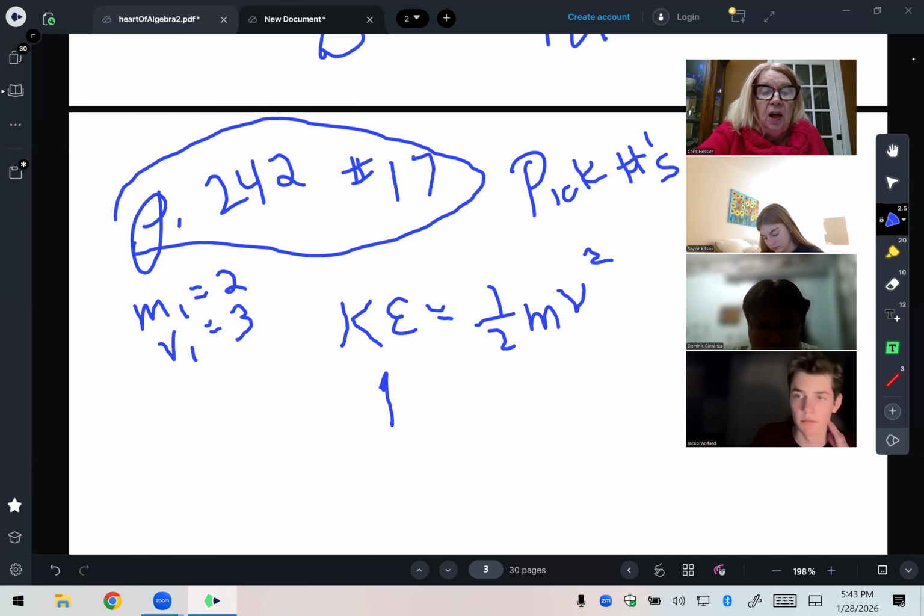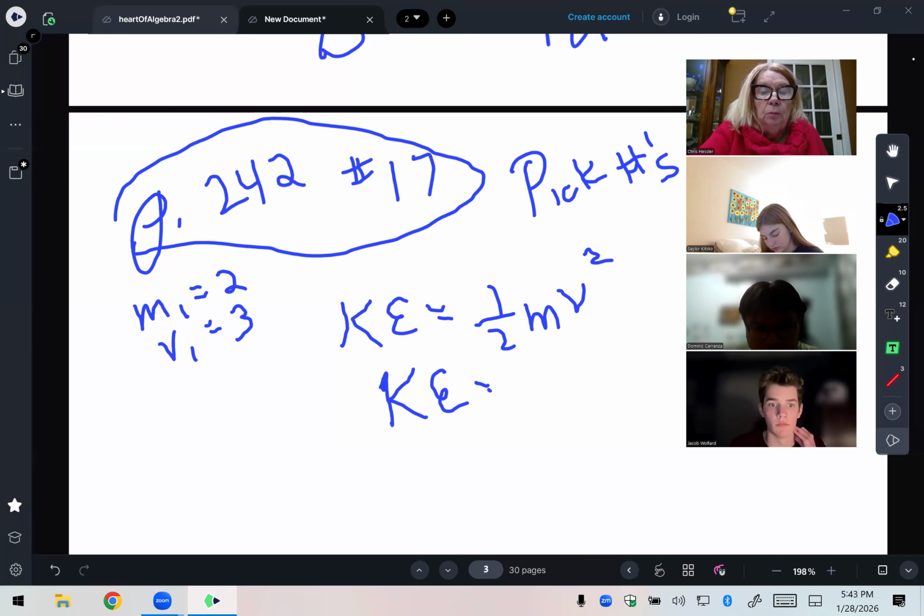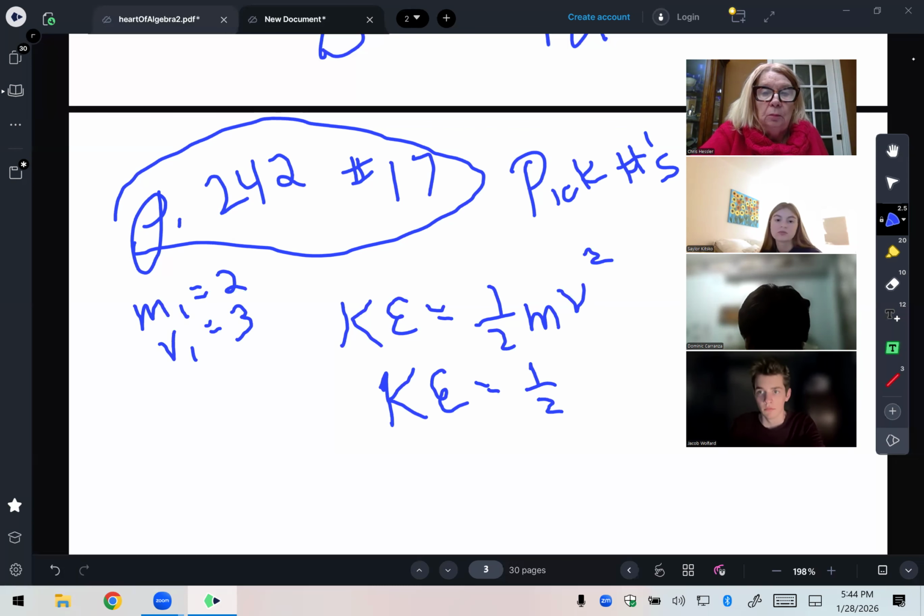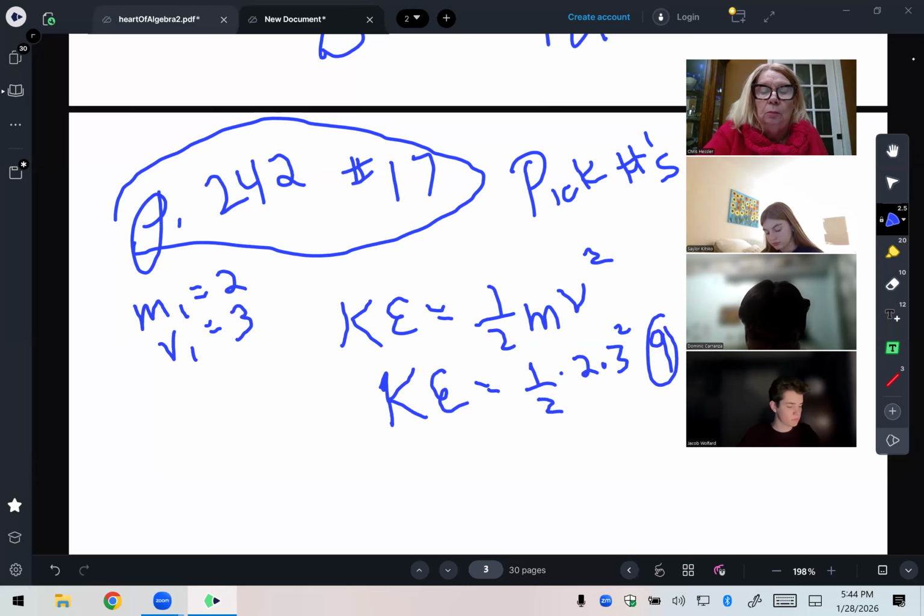So that means the kinetic energy will be 1/2 times 2 times 3, which is 3. It's squared, isn't it? Oh, yeah, we're squaring this. Sorry, my bad. So that'll be 9. So you cross that 3 out. The 3 squared is 9, so we don't need both of them there. So the answer is 9.